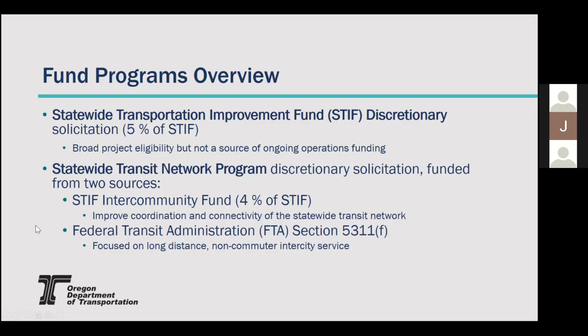Then we have the Statewide Transit Network program, which is made up of two fund sources. First, it's made up of the STIF Intercommunity Discretionary Fund Source, which is 4% of the total STIF disbursement. And the focus of this fund is to improve coordination between providers and fill gaps in the statewide transit network. Also part of the statewide transit network fund program is the FTA Section 5311F intercity bus program, which is focused on long distance intercity services that are not primarily designed to serve commuters. So within the application form itself, applicants can apply to be considered for one, two, or all three of these fund sources.